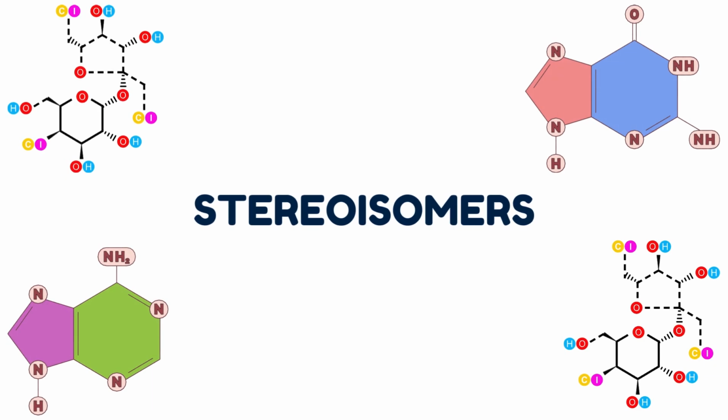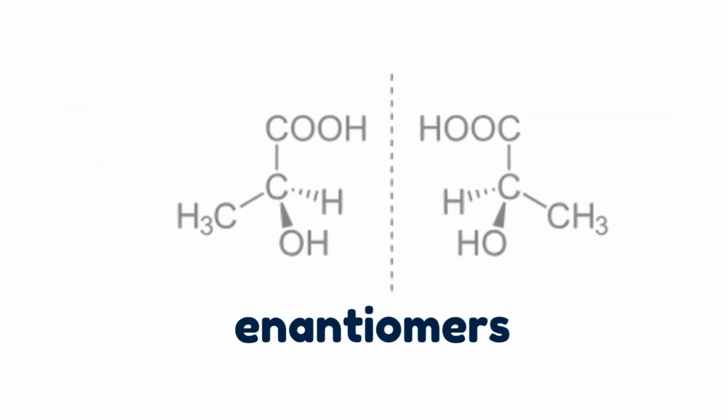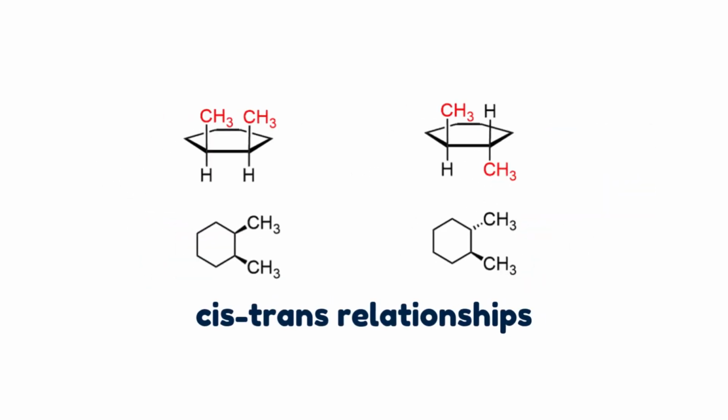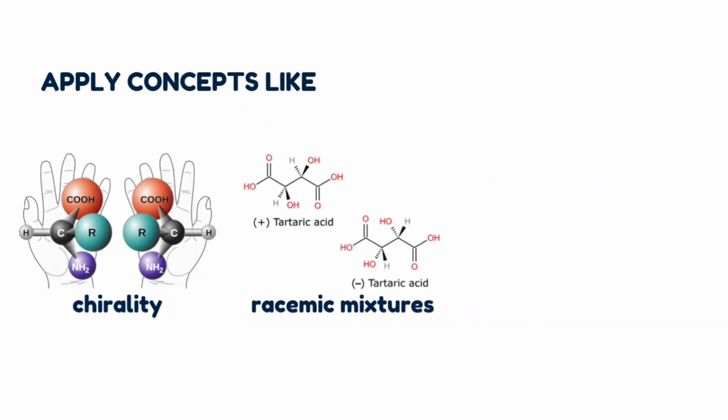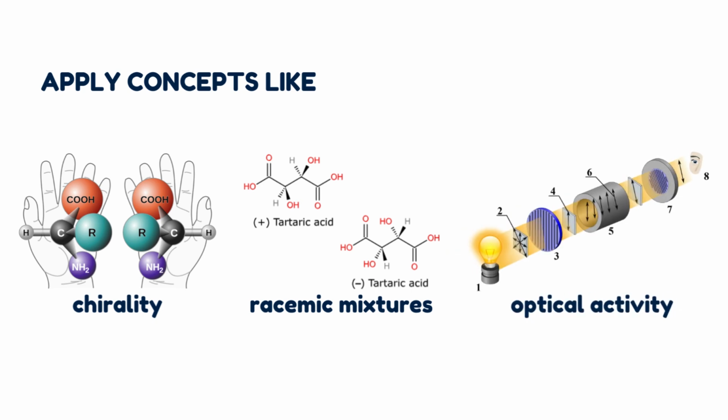Stereoisomers show up again and again because they connect organic chemistry to experimental reasoning. If you can identify enantiomers, diastereomers, and cis-trans relationships, and apply concepts like chirality, racemic mixtures, and optical activity, you'll turn a tough orgo passage into easy points.